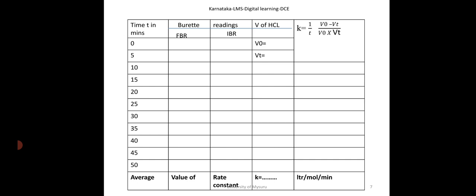Prepare a table having columns like time in minutes. Under that column, write 0 to 50 minutes, and the second column burette reading, final burette reading. Third column burette reading, initial burette reading. Fourth column volume of hydrochloric acid. Fifth column K is equal to 1 by t into (V0 minus Vt) divided by V0 into Vt. Finally, find out the average value of rate constant.